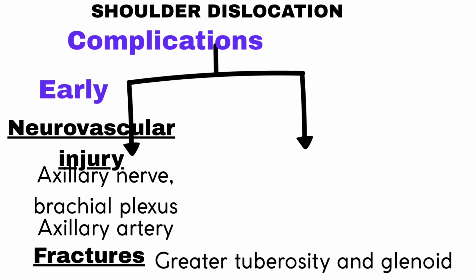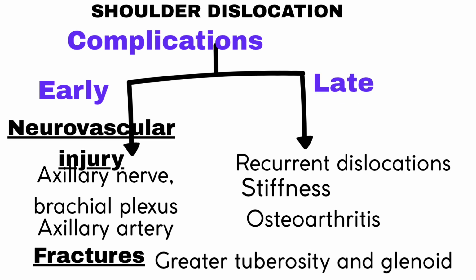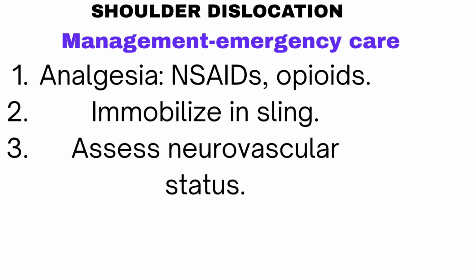Complications. Complications can be early or late. Early, neurovascular injury involving the axillary nerve, brachial plexus, or axillary artery, and fractures of the greater tuberosity or glenoid. Late, recurrent dislocations, stiffness, and osteoarthritis.